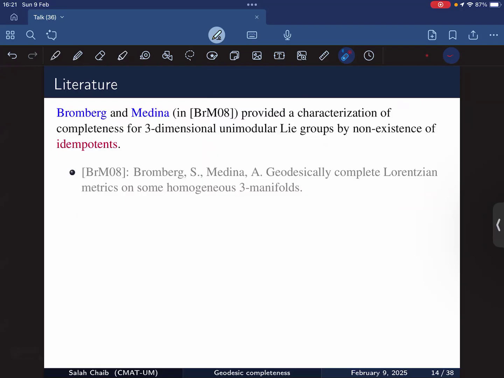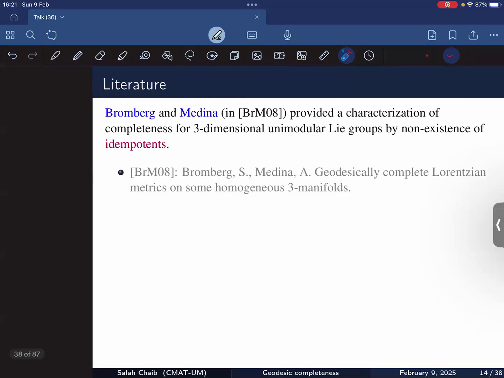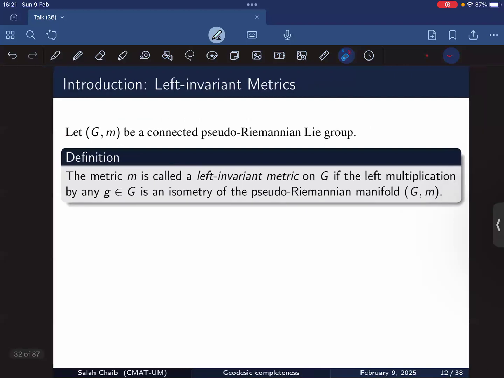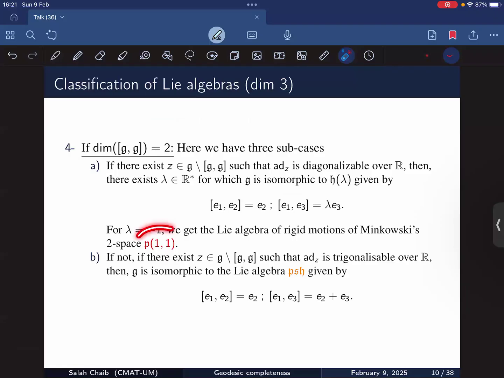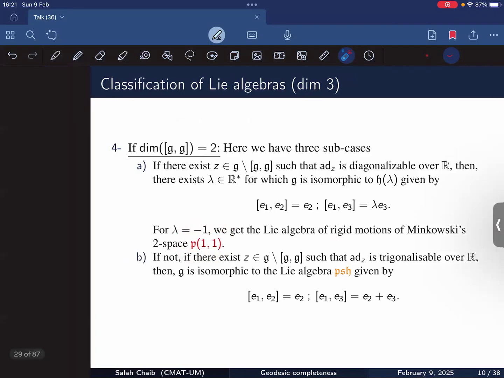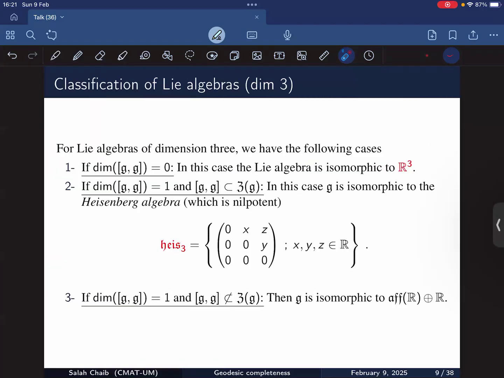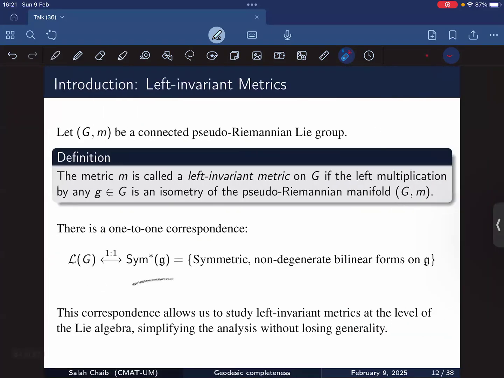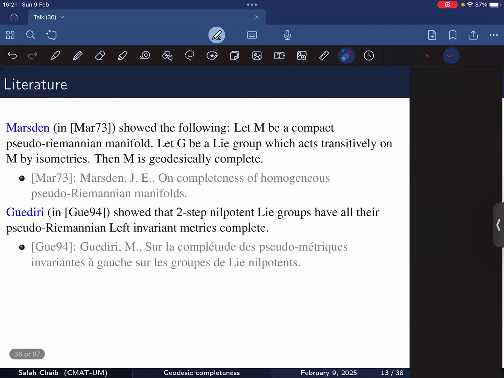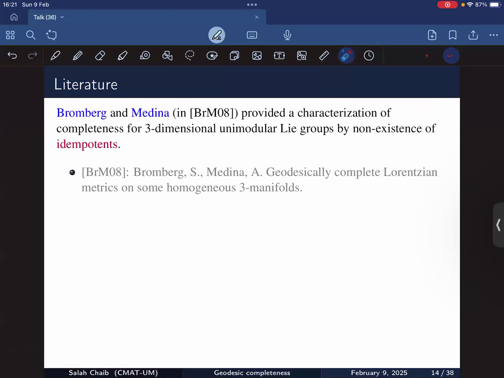And then in 2008, we have Bromberg and Medina, who made a characterization of completeness in dimension 3, in the unimodular dimension 3. As you saw, we have 6 unimodular Lie groups. So we have SU2, SL2R, the Euclid group, the group of rigid motions of Minkowski 2-space, and we have Heisenberg and R3. For these 6 cases, Bromberg and Medina were able to characterize the completeness by the non-existence of something called the idempotence. I will come back to this later.